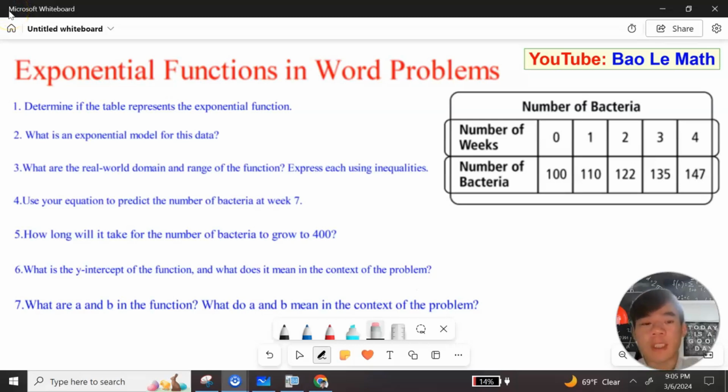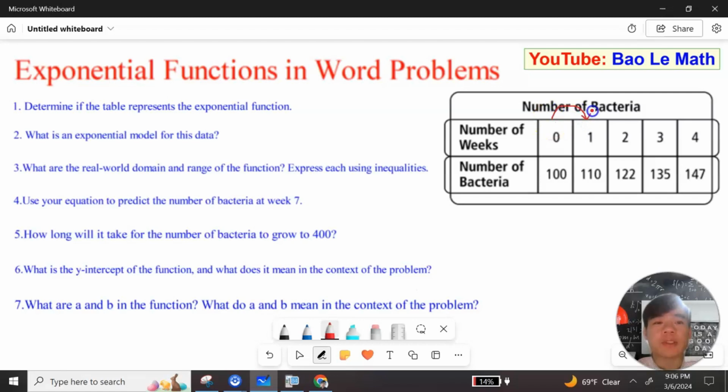Hello everyone. In this video, we're going to learn how to do exponential functions in word problems. Given a table right here, we need to determine if the table represents an exponential function. In order to do that, we need to find the change in x and the change in y.